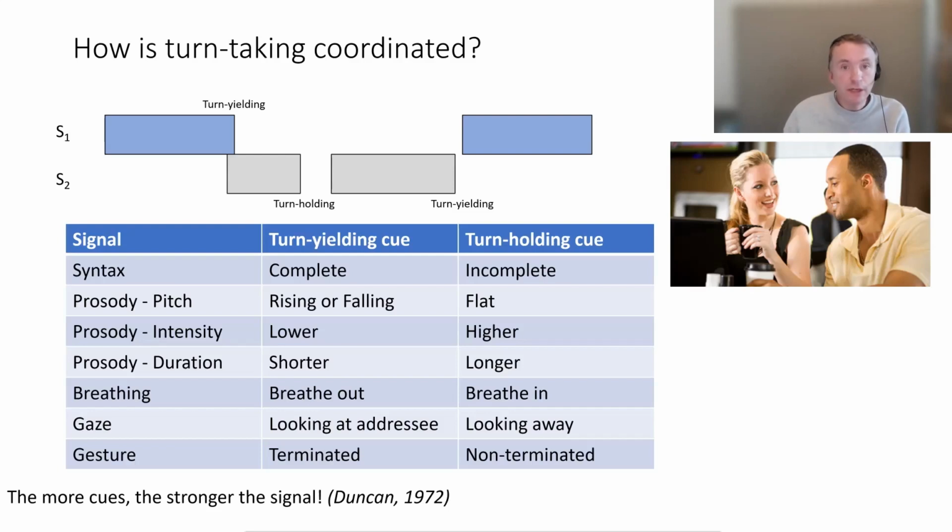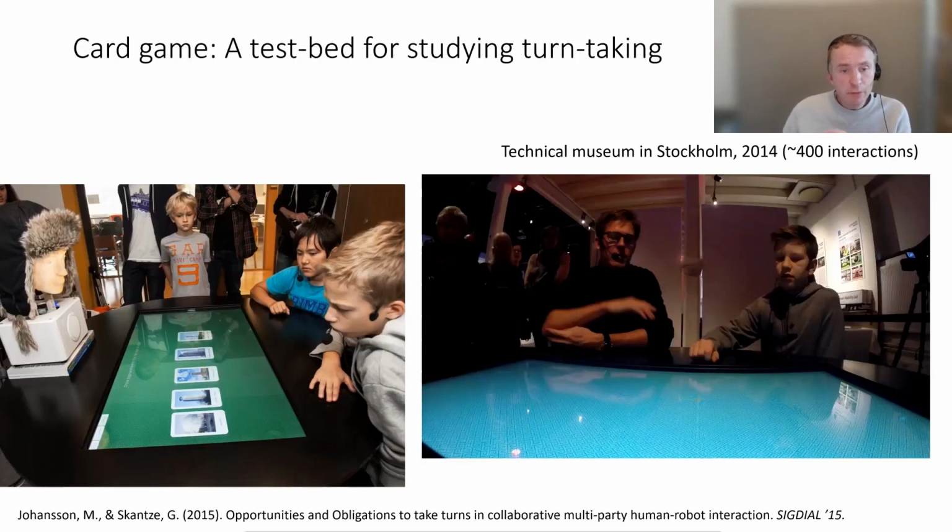So how can we put this into a system to create better turn taking in human-machine interaction? So we have studied this quite a lot. And the setting we typically use is this card game you see here to the left. So it's Furhat and two people discussing how to sort these cards on the table together. And this is an excellent test bed for studying turn taking and studying how you can make turn taking better.